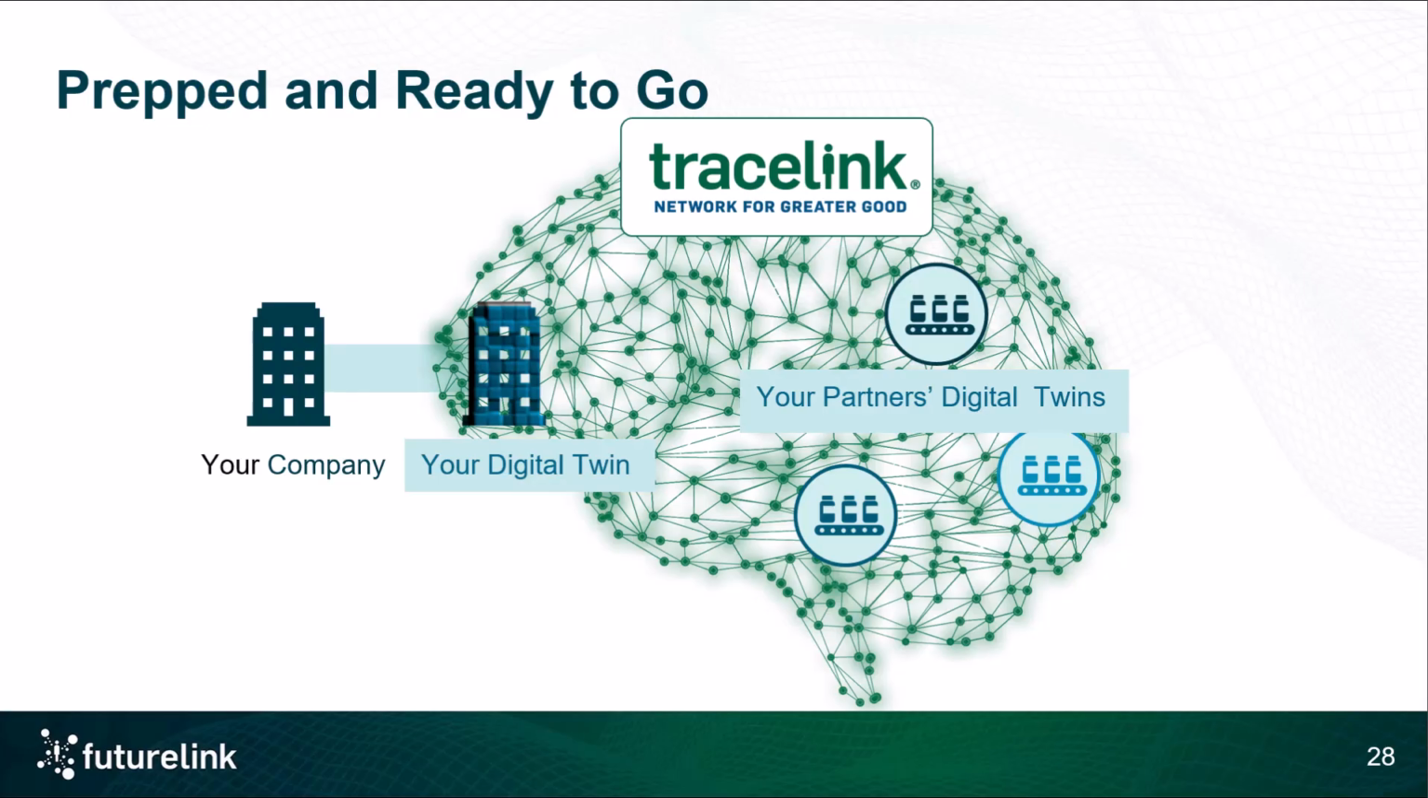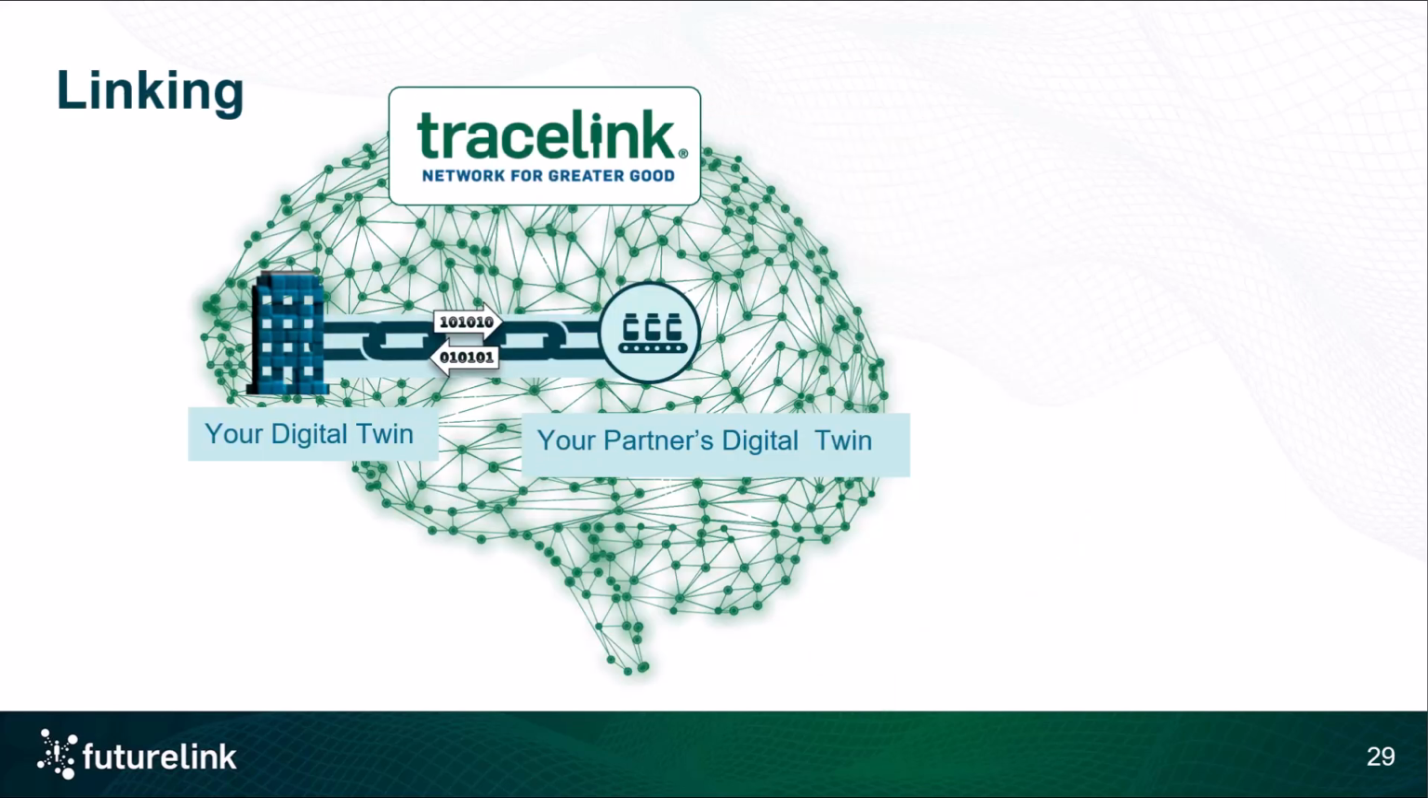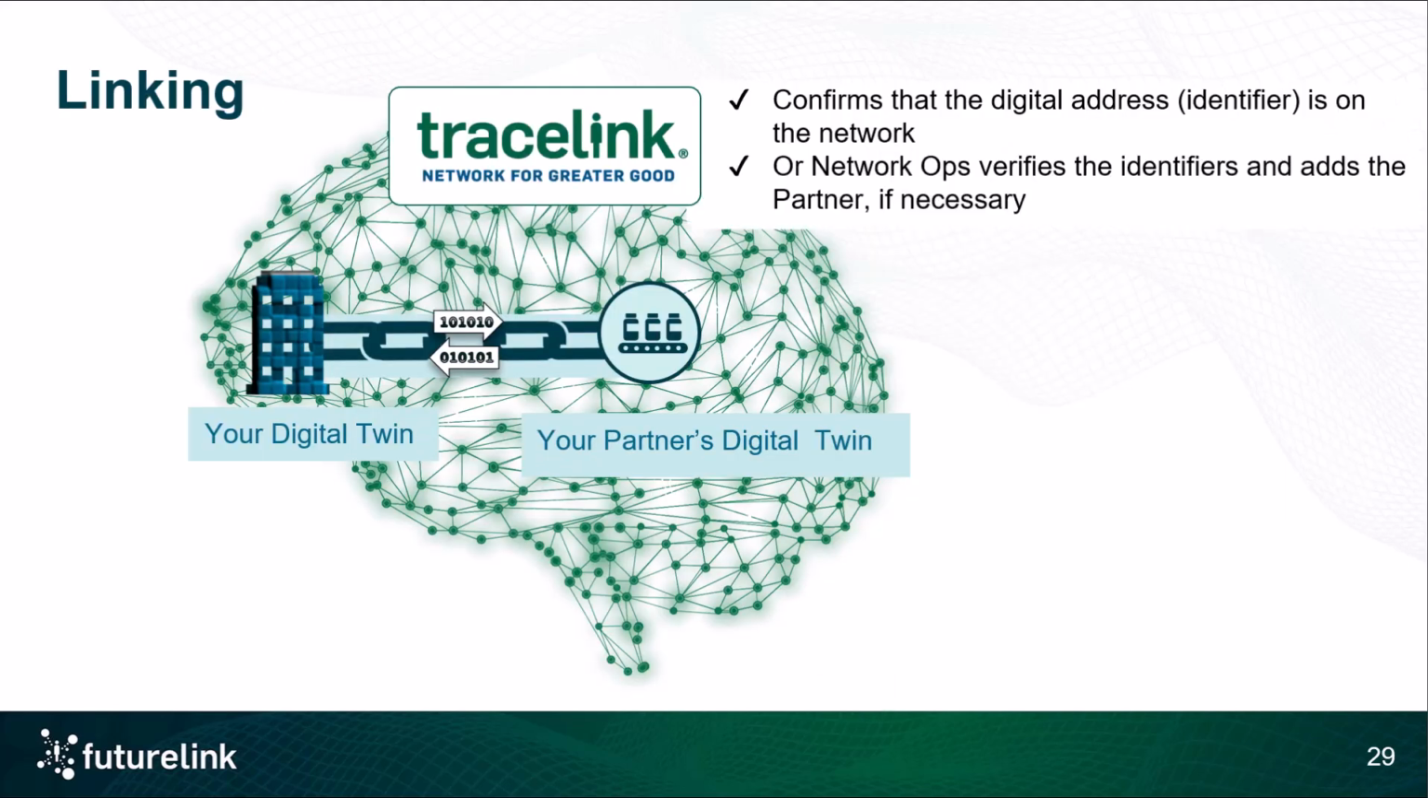At this point you have your process network and you've entered your partners into master data, so TraceLink knows what address to look for on the network. Now it's time to link to that partner. When you create the link, it basically means that TraceLink confirmed the digital address of your partner's digital twin and added it to your address book. If the identifiers of your partner are not on the network yet, TraceLink's network operations team verifies the identifiers and adds the partner.